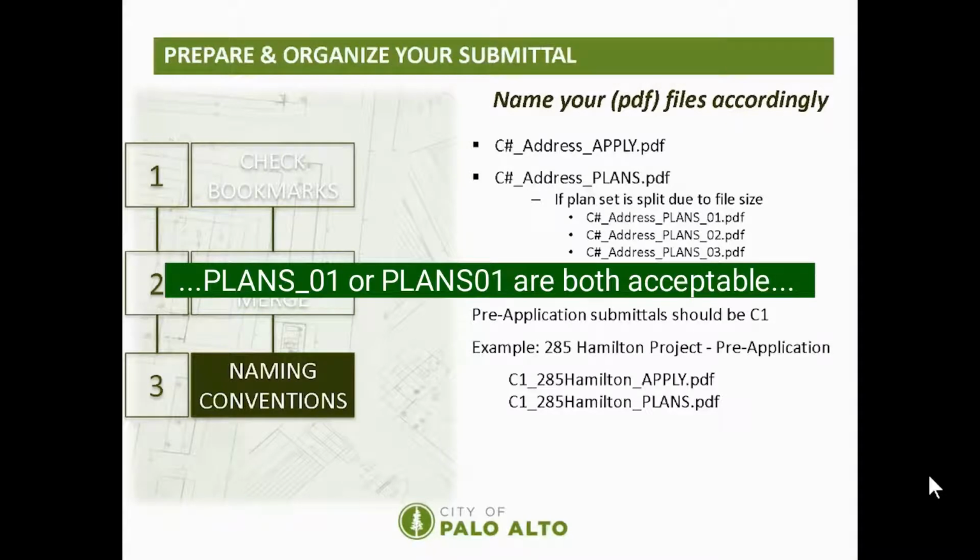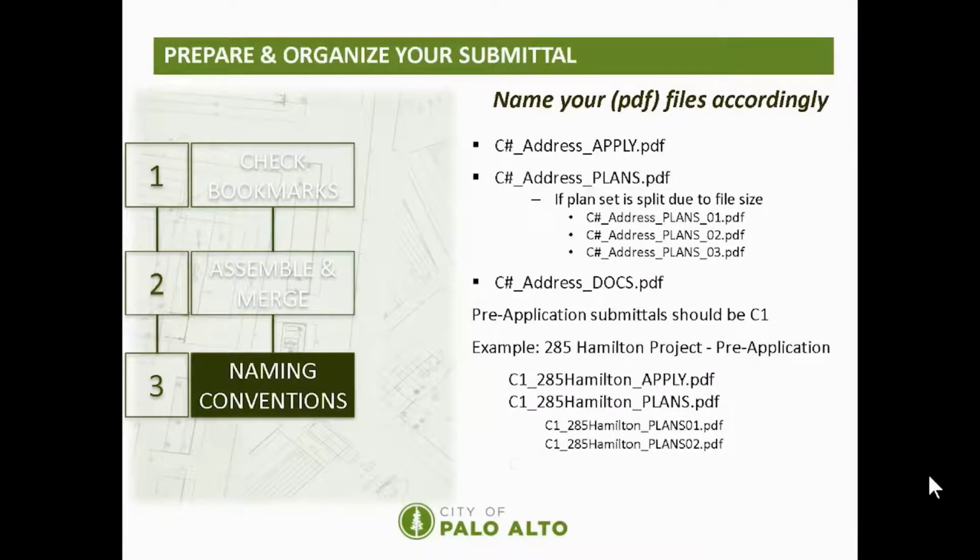And if I need to split this plan set file, it would be C1 underscore 285 Hamilton underscore plans 01.pdf and C1 underscore 285 Hamilton underscore plans 02.pdf. And the last PDF file is your supporting documents file, which we will name C1 underscore 285 Hamilton underscore docs.pdf. Please watch the following videos on how to merge and split PDF files using Adobe Acrobat.